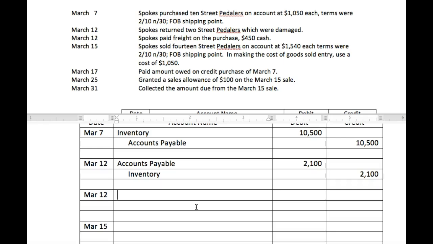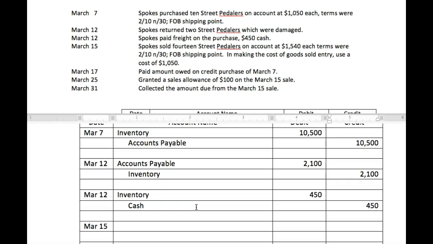Then on March 12th, Spokes also paid freight on the purchase for $450. We knew we were responsible for freight because it said FOB shipping point, which means the buyer has to pay. Now, when we pay for freight under perpetual inventory, it goes into the cost of the inventory. It's required for us to get the inventory, therefore it's part of the cost of inventory. When we pay for something, we can either do it on account or use cash. In this case, we paid cash, so our cash is going down, and we need to credit that account.